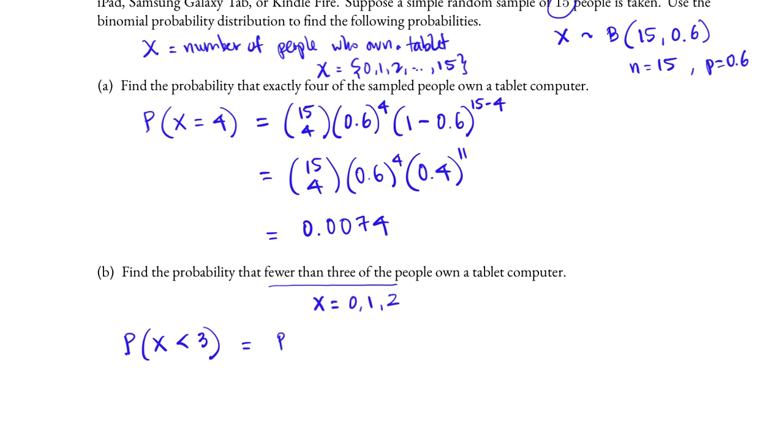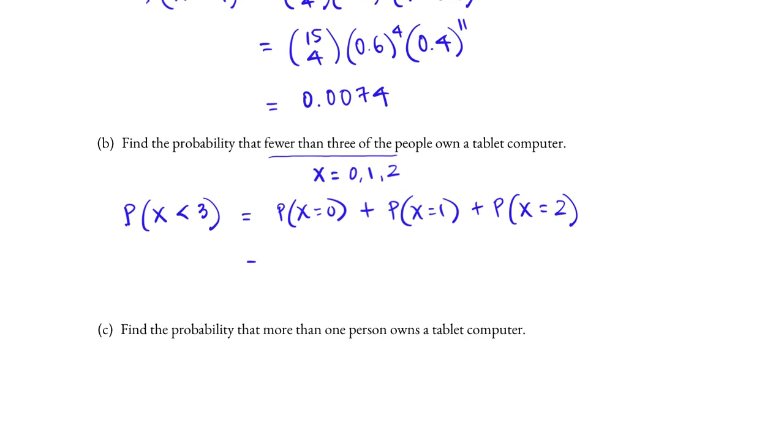This is the probability of x equals 0 plus the probability of x equals 1 plus the probability of x equals 2. For each of these probabilities, we will set up the binomial formula. For P(X = 0), we take 15 choose 0, times 0.6 raised to 0, because we only need 0 successes in this case, times 0.4 raised to 15. If we have 0 successes, this means 0 who own a tablet and 15 who do not own a tablet.